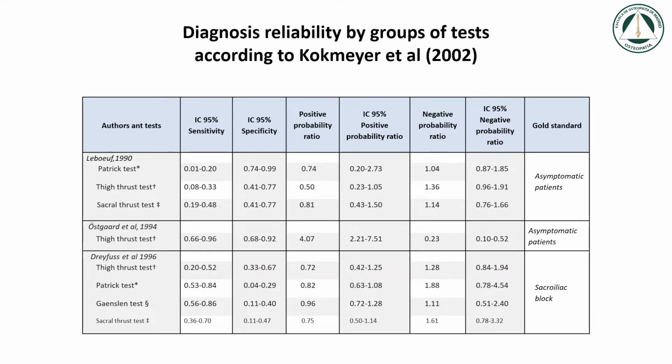The meta-analysis by Kochmeyer et al. 2002 shows that a cluster of pain provocation tests has a kappa of 0.70, which is a relatively reliable method to evaluate somatic dysfunction of the sacroiliac joint.